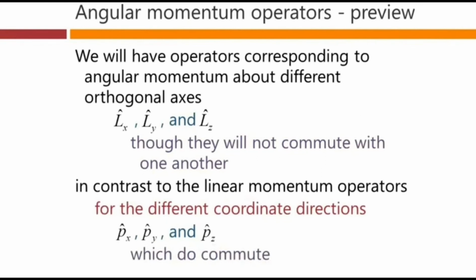We will have operators corresponding to angular momentum about different orthogonal axes. So we have one for the x-axis, y-axis and z-axis. But the strange thing about them is that they do not commute with one another. In general, these operators do not share eigenfunctions. This is in contrast to the linear momentum operators, for example px, py and pz for the different coordinate directions, which do commute with one another.